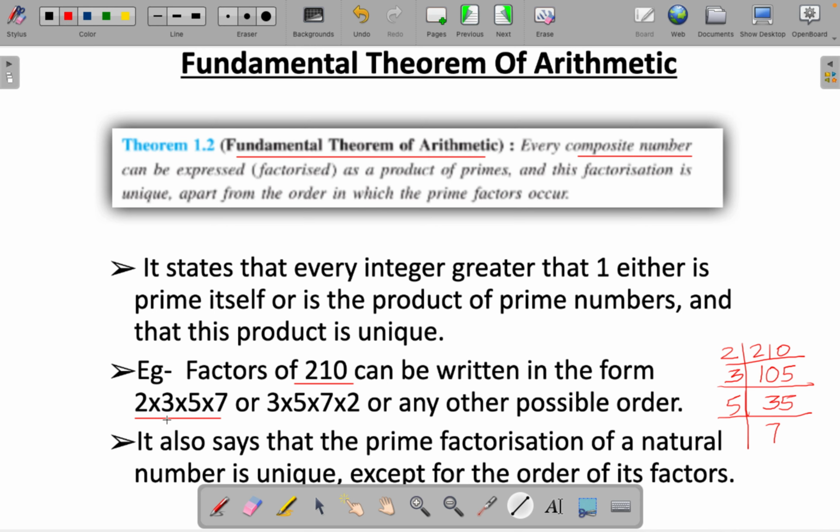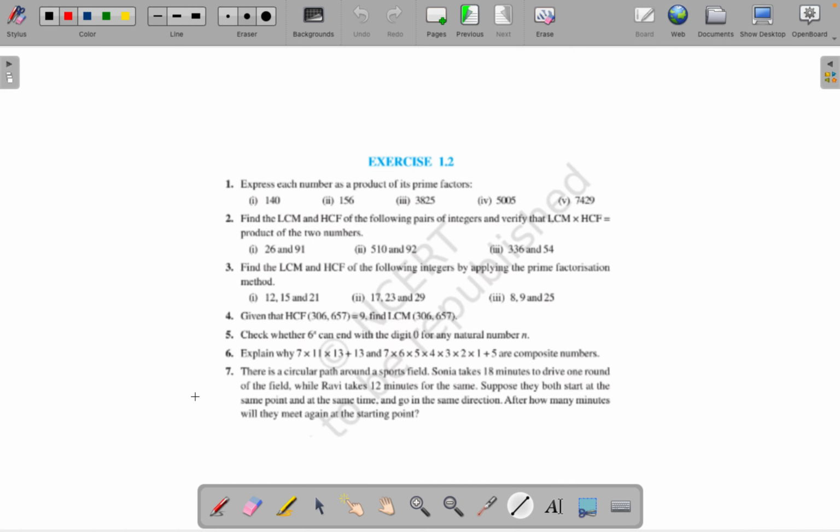The order will not matter. I can change the order, right? 3 into 5 into 7 into 2, or any other way. So this is basically the prime factorization theorem, the fundamental theorem of arithmetic, that every composite number can be expressed as the product of primes and the order of factors will not matter. For one particular composite number, it will be a unique factorization. Okay, let's move further and let's start with the exercise.